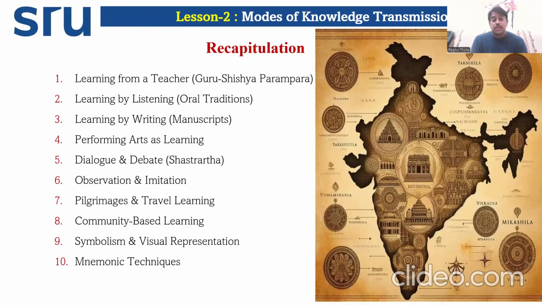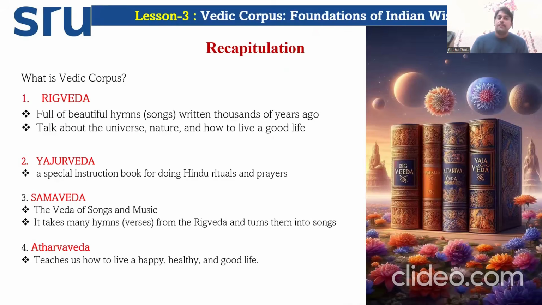Take the well-known rhyme, Johnny Johnny, yes Papa, eating sugar, no Papa. We think it is just an English rhyme, but what is the meaning behind it? It is suggesting that eating too much sugar is not good for health. And this technique and strategy had been adopted in our ancient times. This is in brief about lesson number 2, the modes of knowledge transmission in ancient India.